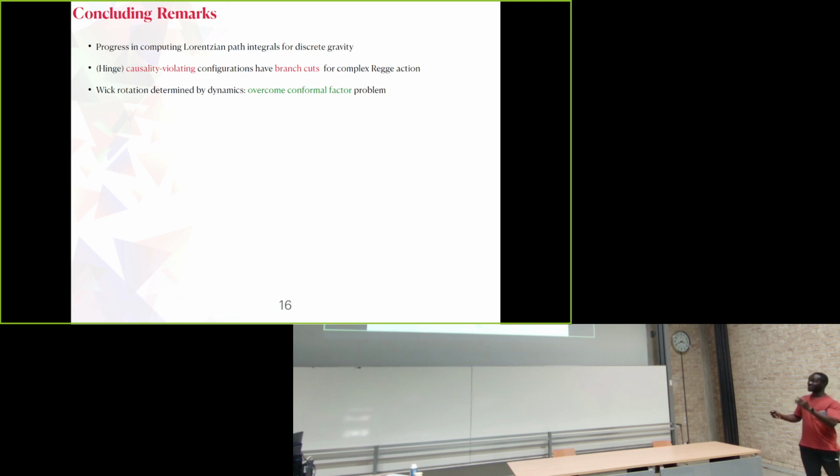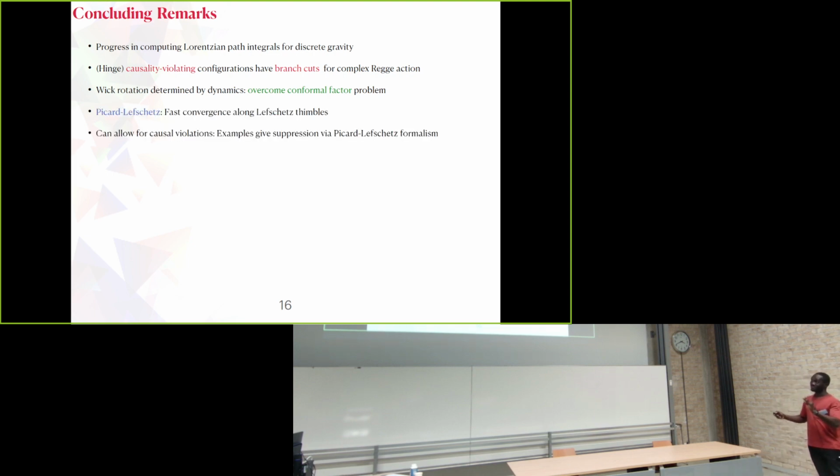And so, using the Picard-Lefschetz calculus somehow gives you a way to overcome these conformal factor problems, which I did not mention, but they show up if you do the Euclidean path integrals. So first of all, the Picard-Lefschetz calculus gives us a good way. It gives fast convergence. And also, if you follow the Picard-Lefschetz method, it allows you to include all the causality violating configurations, and you are fine.